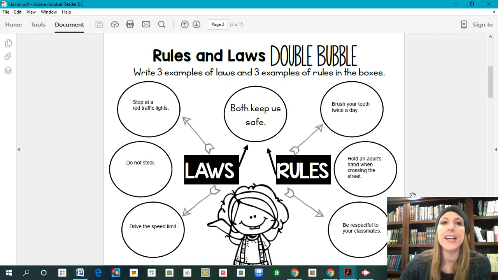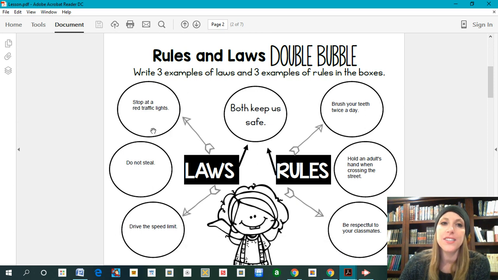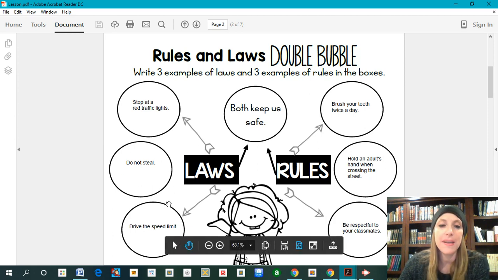A law, on the other hand, would be something that keeps everyone in the community safe and happy. So stopping at a red traffic light, that protects the entire community. Everyone would need to stop at a red traffic light, not just one or two people. Another example of a law would be do not steal. That's a law because it affects the entire community. Everyone needs to follow that rule.